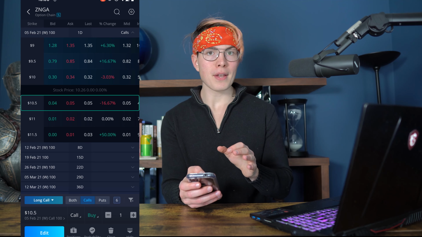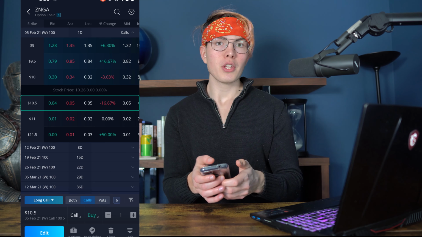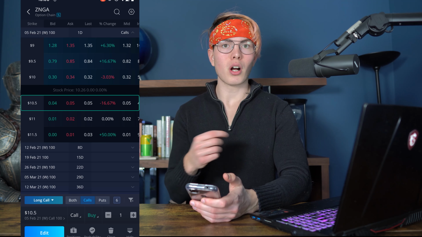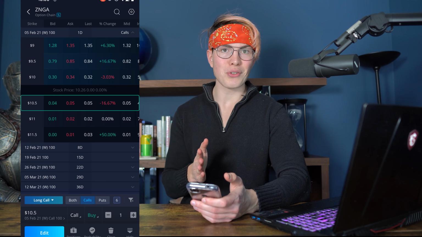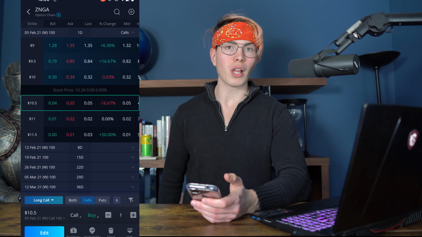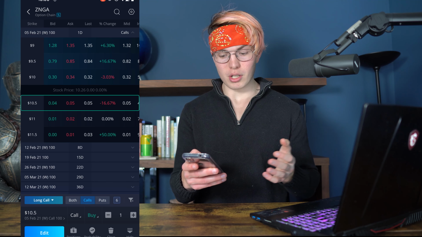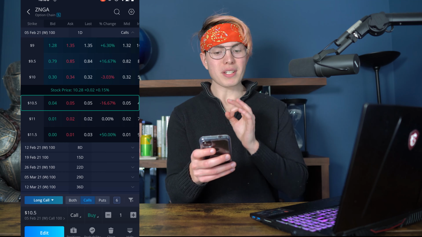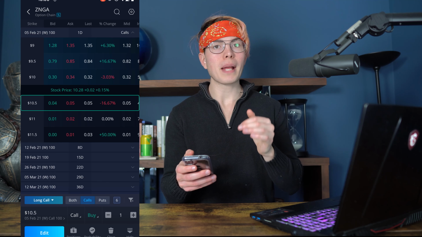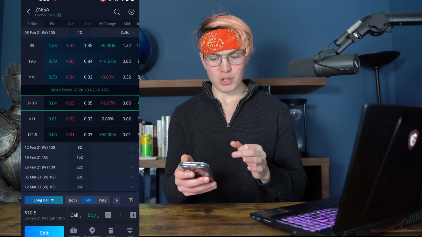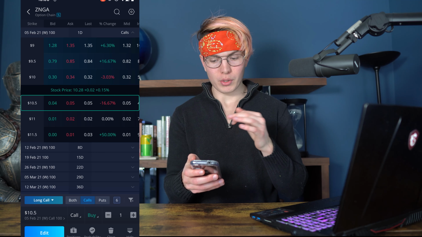And one thing I want to mention here is that with options contracts, a 5-cent contract is going to cost you $5. That's because an options contract controls 100 shares of the underlying stock. So to buy this contract would actually be $5 for me, and we're actually going to do that right now. We're buying a call option for $10.50. That is the price that we're able to buy Zynga at with this option. So we're betting that the stock price is going to go up over time.